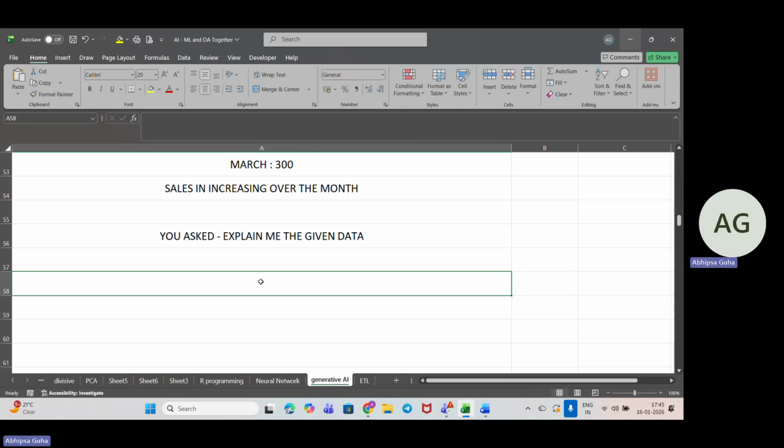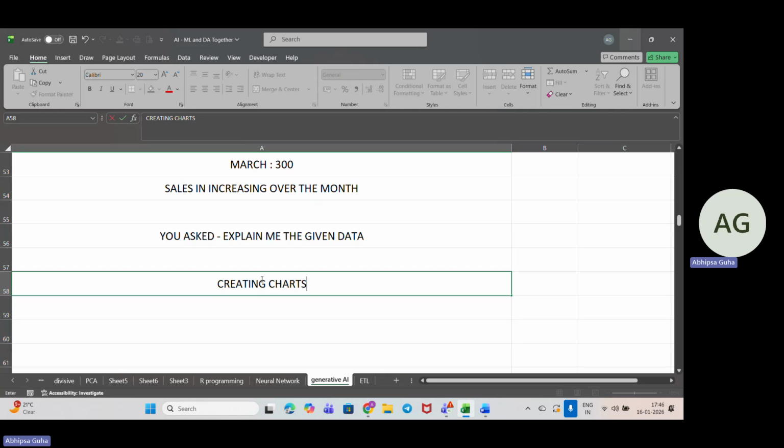Now coming to creating charts. If you need to show the sales trend, AI creates the line chart, the bar chart, the pie chart. There is no clicking, no dragging, nothing. You just need to ask, show me the sales trend, and it will give you the data accordingly.